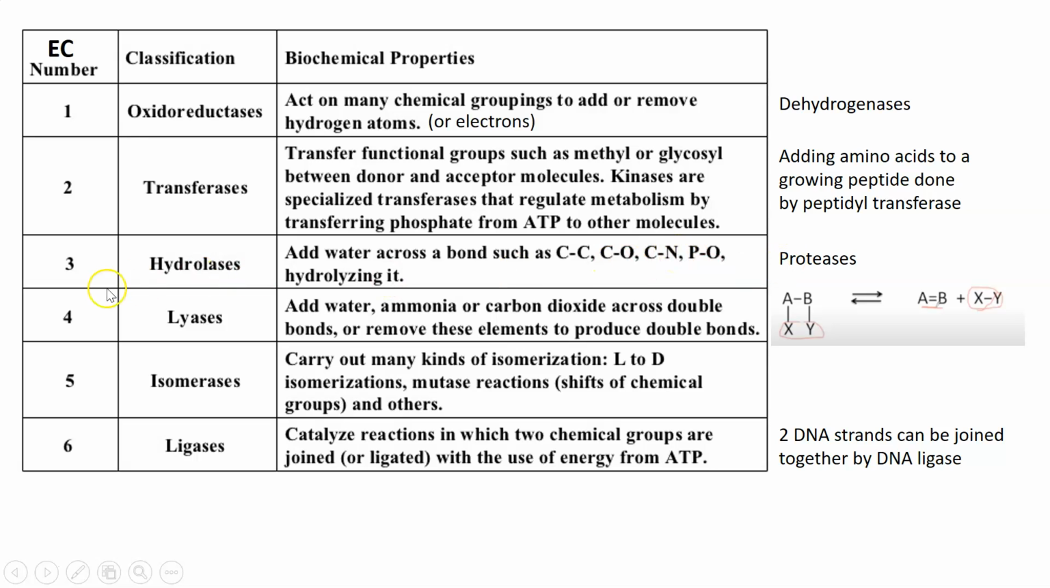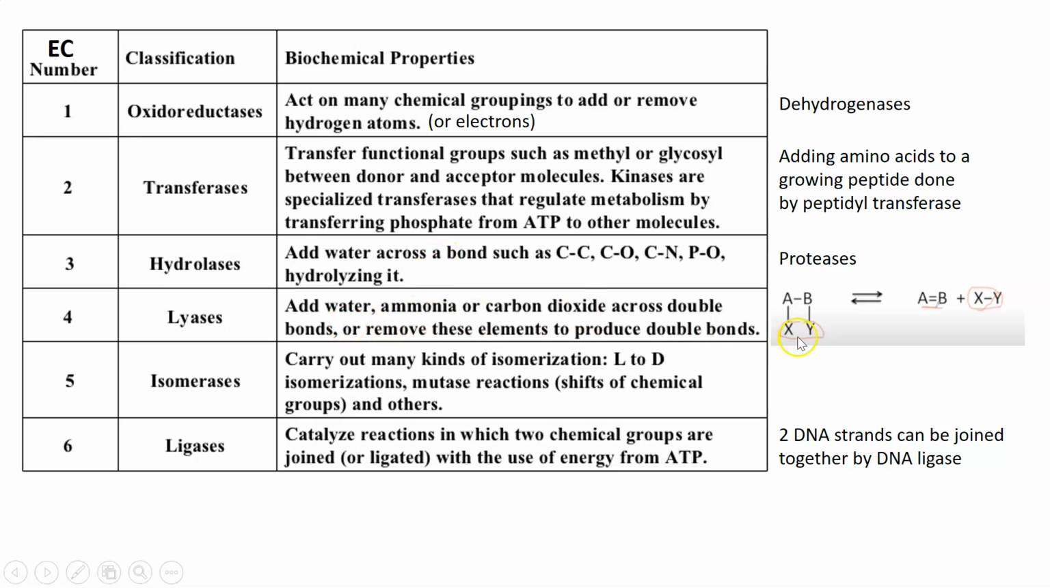Okay, lyases. These are a bit like hydrolases, but we don't use water directly to break these bonds. We definitely need water in hydrolytic reactions, but not necessarily in lyases.